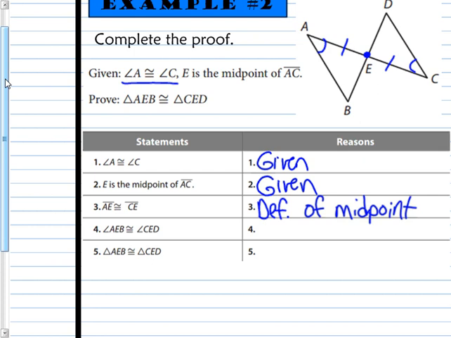It also states that angle AEB is congruent to angle CED. How do we know those two angles are congruent? Because we know that vertical angles are congruent. Vertical angles are congruent. Lastly, why am I now allowed to say that triangle AEB is congruent to triangle CED? Again, angle, side, angle. I know these two triangles are congruent because of the angle, side, angle theorem.